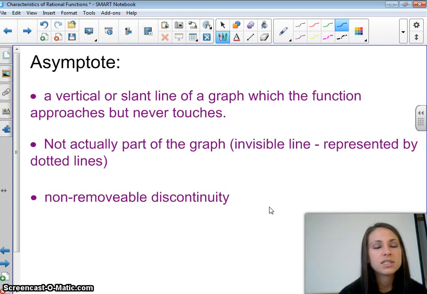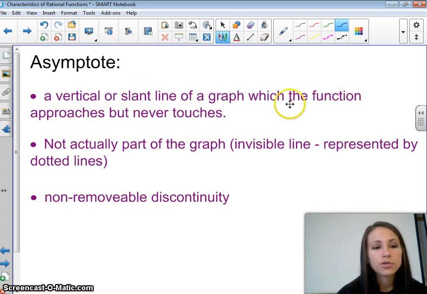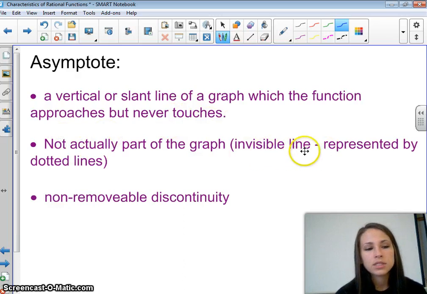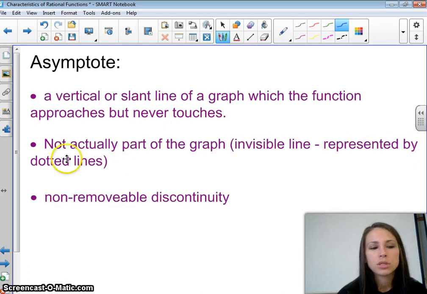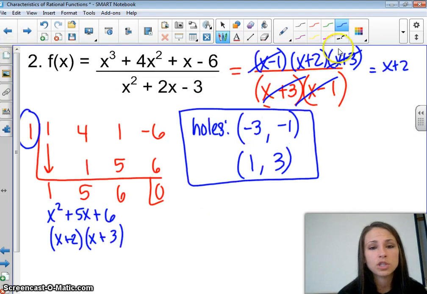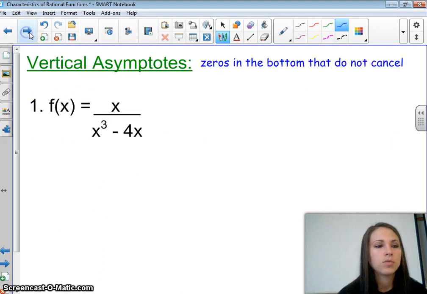Alright, the second thing that we need to find are vertical asymptotes. So let's just talk about what an asymptote is. A vertical or slant line of a graph which the function approaches but never touches. It's not actually part of the graph, but it's an invisible line represented by dotted lines. So we're not going to draw these as solid lines on our graphs, but we're just going to represent them by dotted lines. And so these are called non-removable discontinuities because we can't just remove them by canceling those factors out. So any kind of asymptote, or a vertical asymptote, is a non-removable discontinuity.